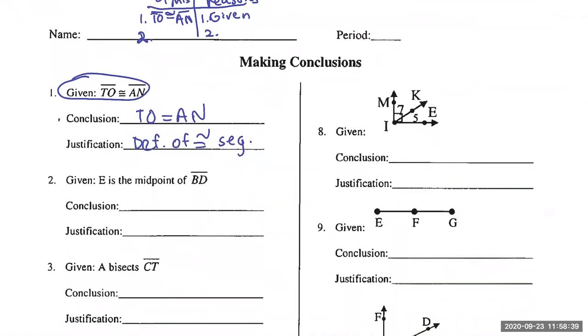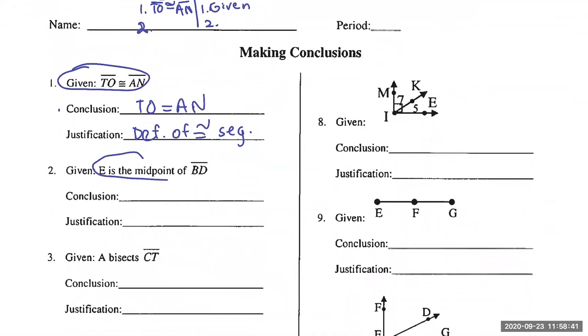Okay, so try to only focus on what's given to you and then what possible conclusion can you draw. Okay, so the key, look for keywords. This word has midpoint in it. So E is the midpoint of BD. So you have E here. What's your conclusion?